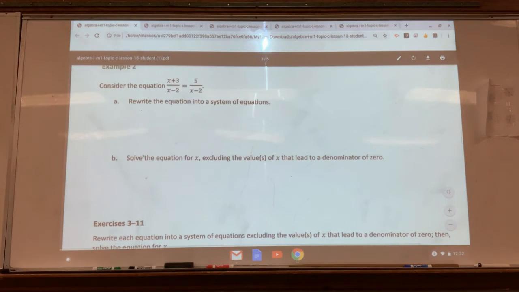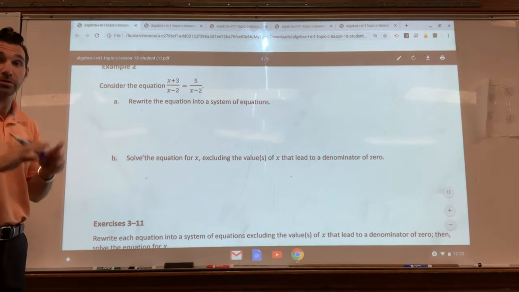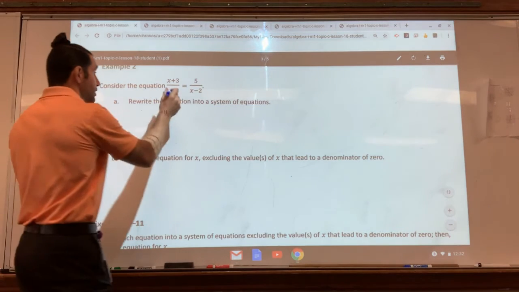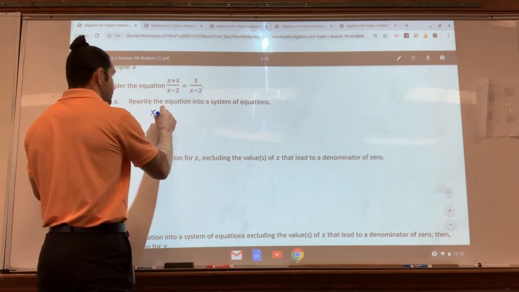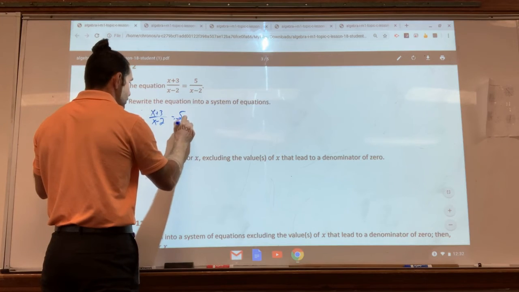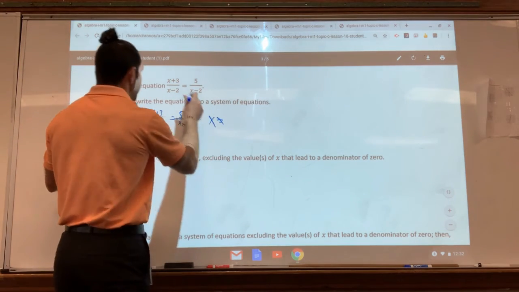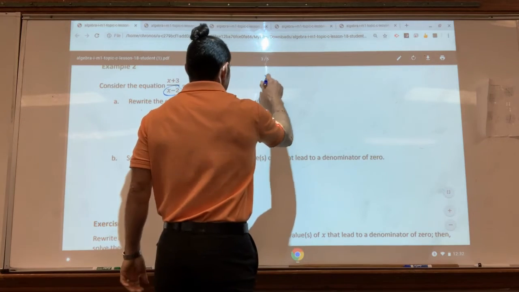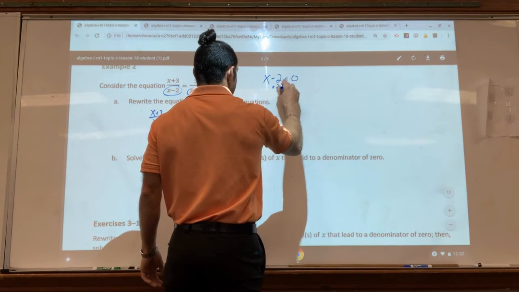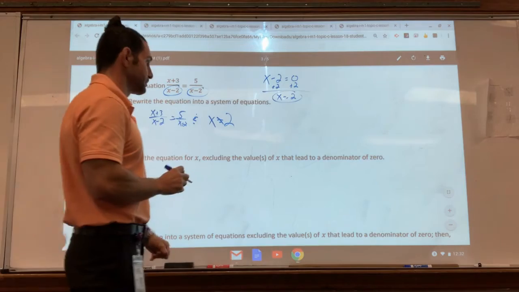Okay, so now, this one's different. Notice it has x's in the numerator. So we do something different for this. So rewrite the system. x plus 3 divided by x minus 2 equals 5 divided by x minus 2. Okay, and x cannot equal... well, they're the same. So x minus 2 equals 0, add 2, x equals 2. So x cannot equal 2.